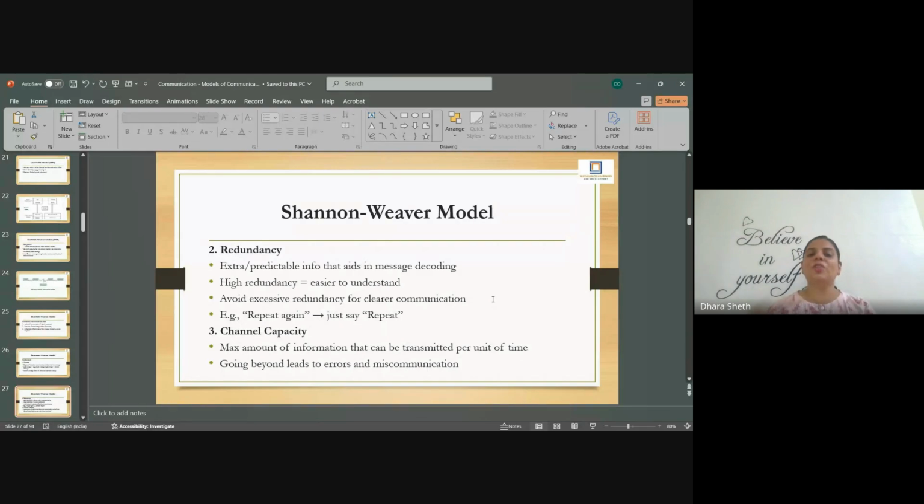Redundancy: repetition of words or information that was not needed, extra information, or probably repetition of information. That is called redundancy. Extra predictable info that aids in message decoding. High redundancy, easier to understand. Avoid excessive redundancy for clearer communication. So if I repeat something again, it makes the message clear, but then I can't go on repeating it 5 times. Then that is also not okay. So instead of saying please repeat again, we can just say please repeat. Repeat actually means say again, but we say repeat again. So again is not needed.